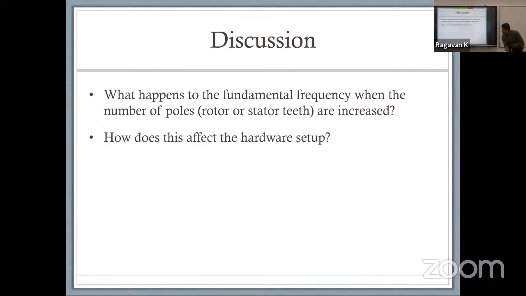What do you get? What changes are you expecting if you change the fundamental frequency, or if you change the number of teeth? What happens to the fundamental frequency? If you increase it, it goes up, right? So the frequency goes up, which is not helpful to us, right? So hardware setup, what does it do based on the experience of hardware setup? What do you think it could do?